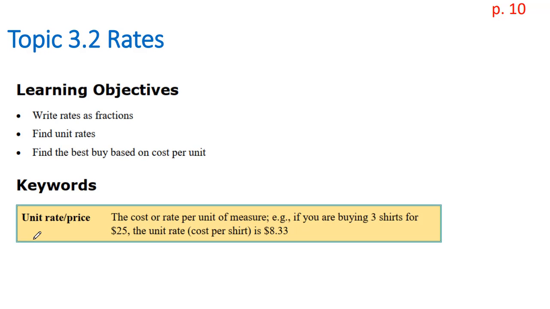So one new thing that we're looking at today is the concept of unit rate or price. This is the cost of an item per one item. So the unit rate is the cost per item. For example, if you're buying 3 shirts for $25, the unit rate or cost per shirt is $8.33 because that would be $25 divided by 3. So that's how we're going to find out unit rates today, and that's also how we're going to calculate best buy.